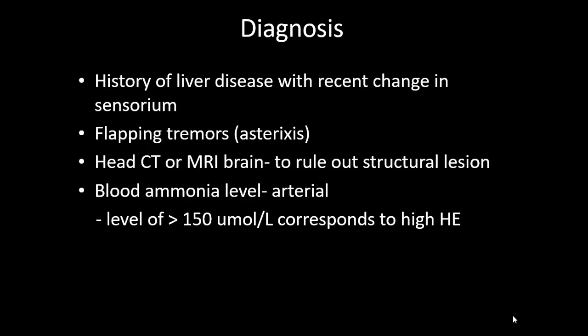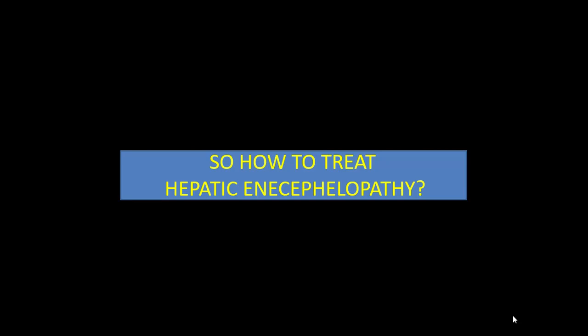In our unit, we generally do an arterial sample only if we have an arterial line, because they are already coagulopathic, we don't try to prick the arteries in these patients. So the level is more than 150. This corresponds to high hepatic encephalopathy. And if you are sending your patient's blood sample for ammonia, try to send it on an ice pack and try to get it done within 20-30 minutes, because after that there is auto degeneration within the blood. So your levels will not be accurate.